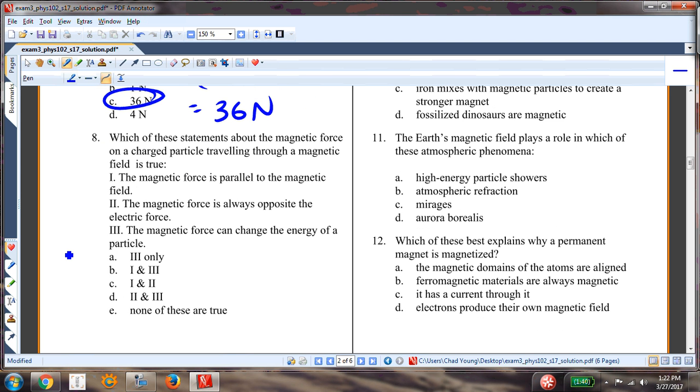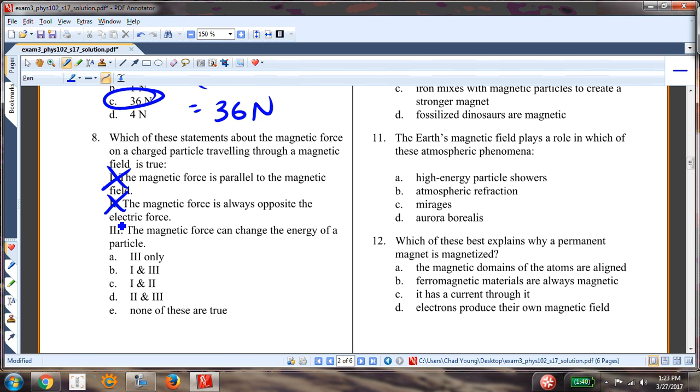Which of these statements about the magnetic force on a charged particle traveling through a magnetic field is true? The magnetic force is parallel to the magnetic field. That is never true. It is always orthogonal. The magnetic force is always opposite the electric force. That could be true, but not necessarily.